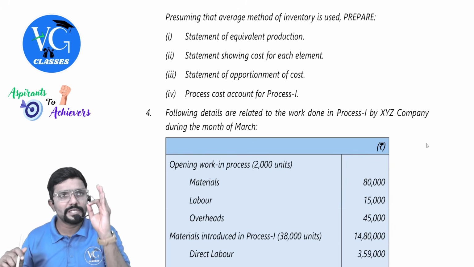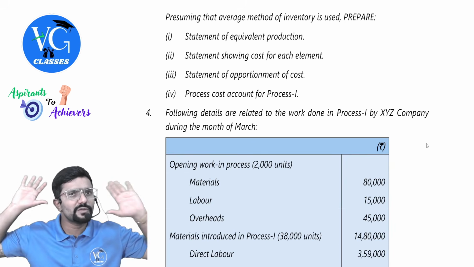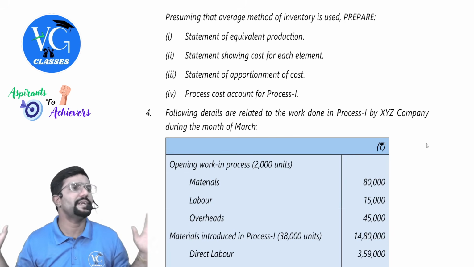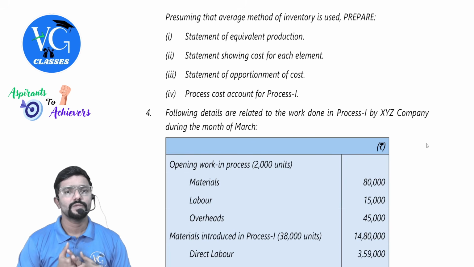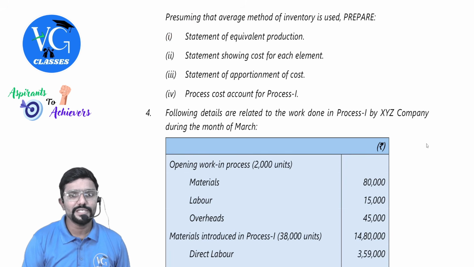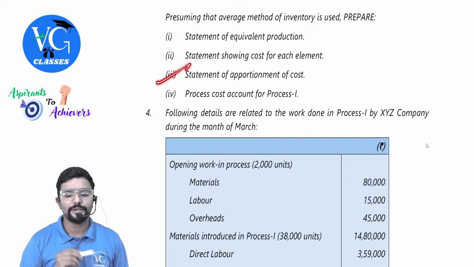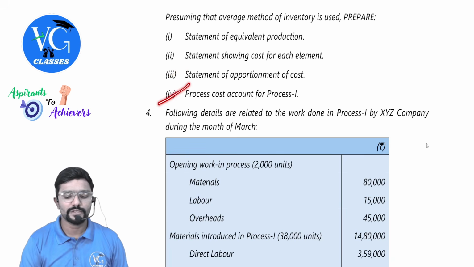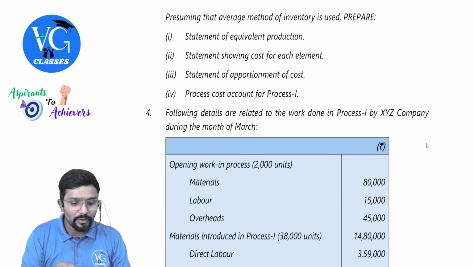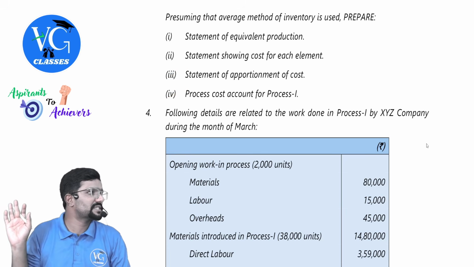Clear? Guys, with respect to statement of equivalent production and cost per equivalent unit, they can ask questions only under two methods. What are those? FIFO and average. Average here means weighted average. The average method of inventory is used to prepare the statement of equivalent production, the statement showing cost for each element, that is cost per equivalent unit, the statement of apportionment of cost, and the process account. Everything has to go in a flow, and you have to prepare in this order only. You cannot interchange, or else you will not know the figures for the next statement.